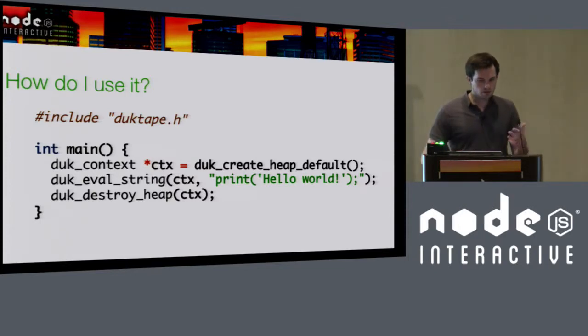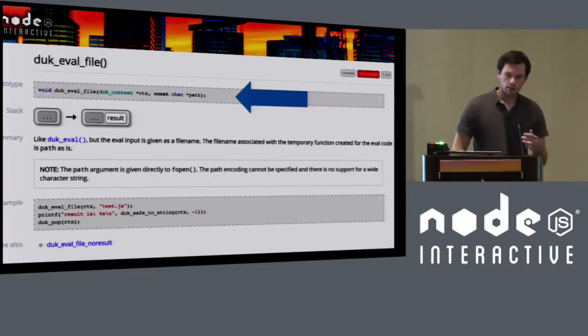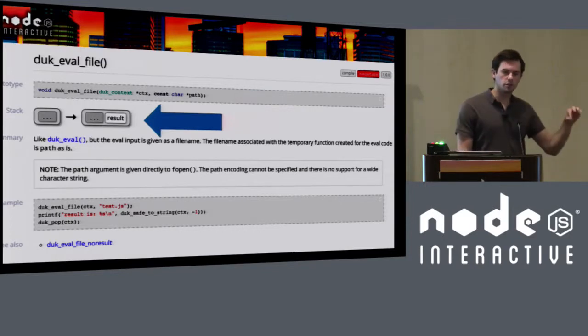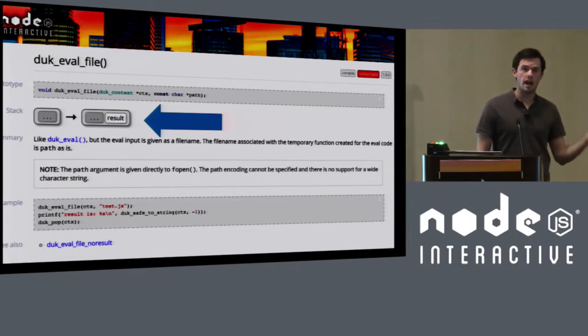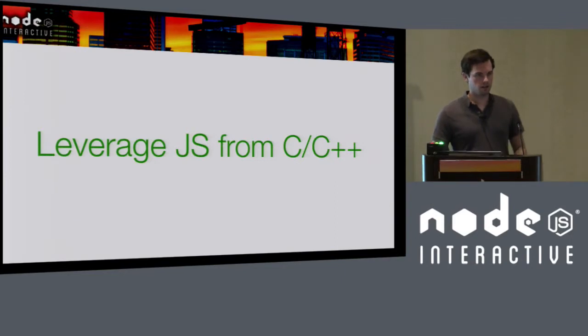In order to do something a little more complicated, you're going to need to look at the docs, though. And thankfully, the docs are excellent. They've got a function prototype that shows, OK, so if I'm calling this, it takes context and also a string to the path. They show what the stack looks like before you call a function and then after you call that function. They have a nice little summary of what it does and most of the time an example. So let's take this knowledge about how it works and leverage calling JavaScript from C or C++.